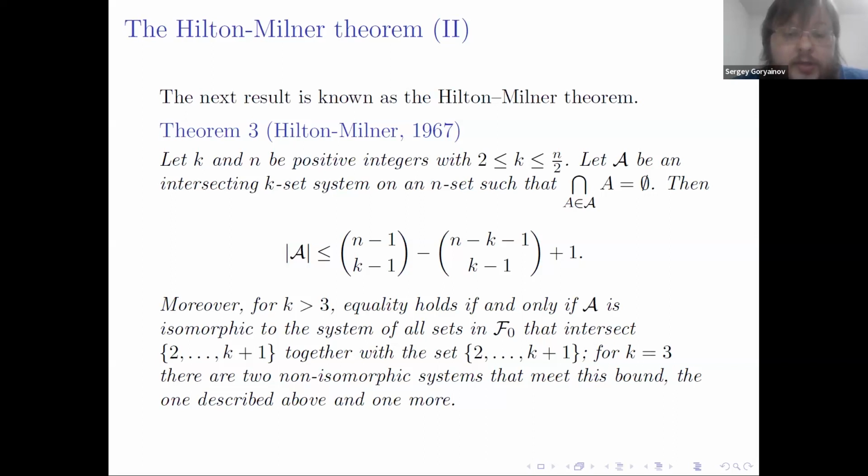Moreover, for k strictly greater than 3, equality holds if and only if A is isomorphic to the system of all sets in F0 that intersect the set {2, 3, ..., k+1} together with this set itself, {2, 3, ..., k+1}. For k equals 3, there are two non-isomorphic systems that meet this bound, the one described above and one more.